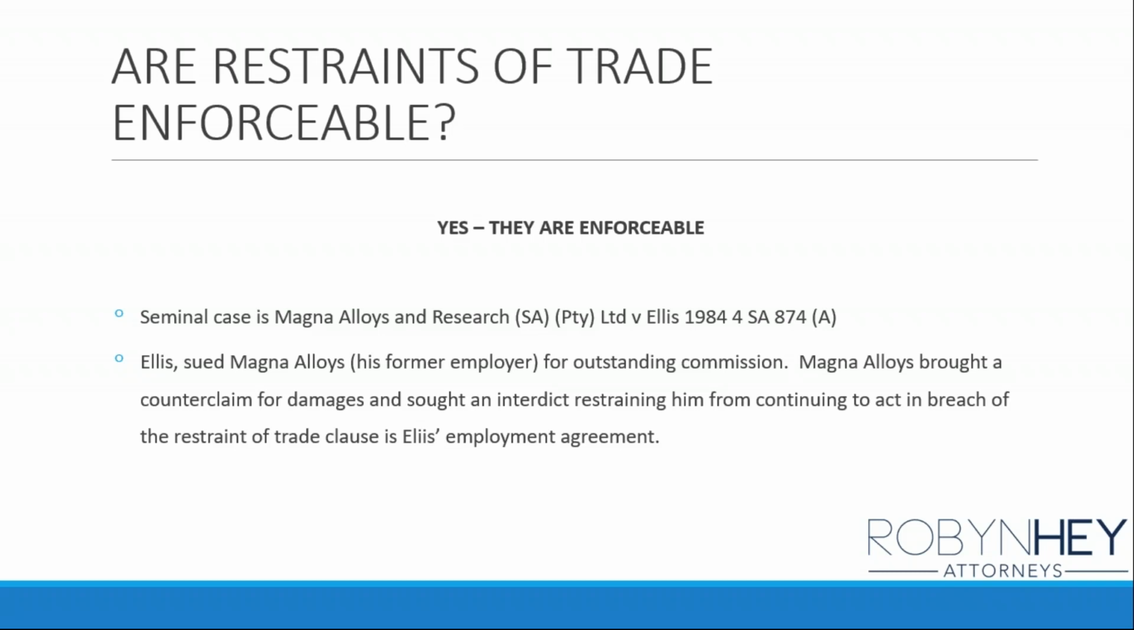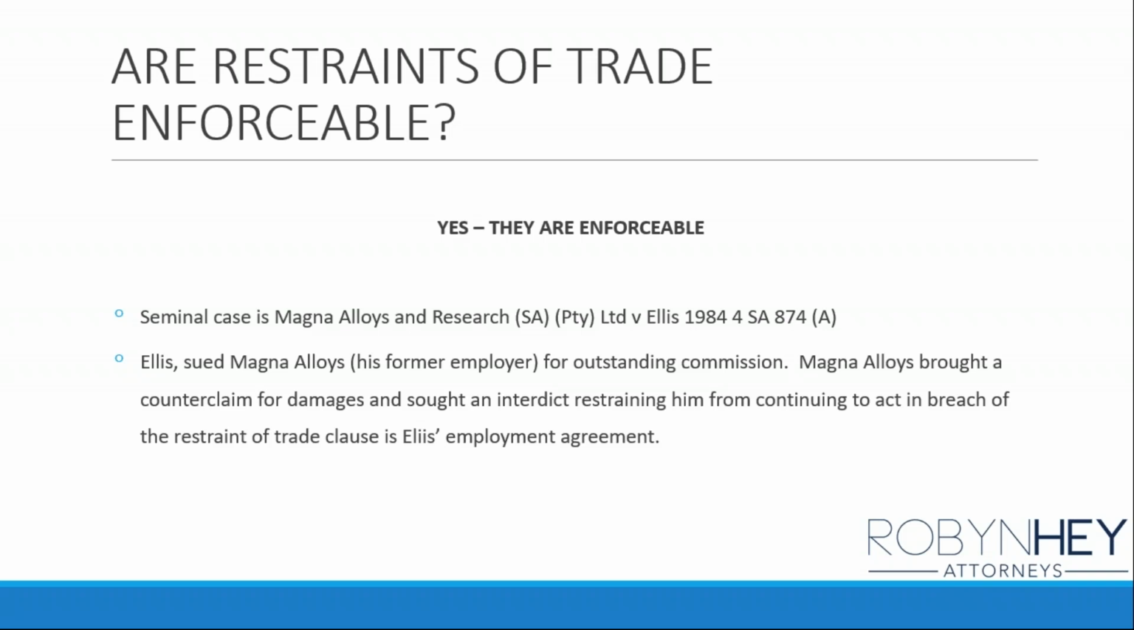So the seminal case that deals with this is Magna Alloys and Research versus Ellis, and it's a 1984 case. The first court, the High Court, ruled in favor of Mr. Ellis, but the Supreme Court of Appeal then turned the ruling on its head and really laid the groundwork for the law in this area.